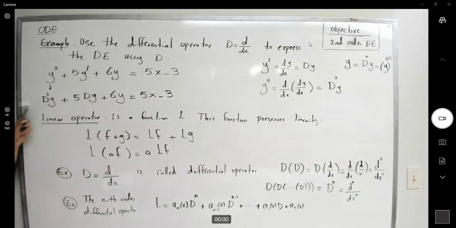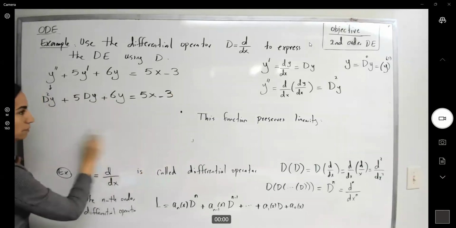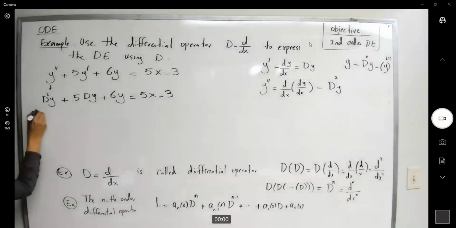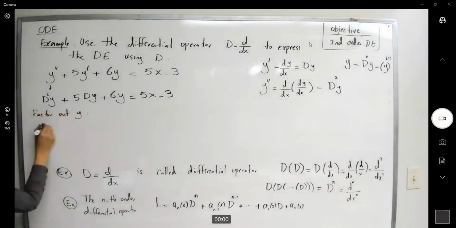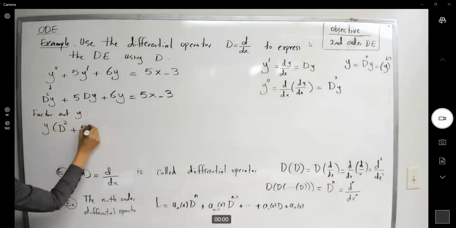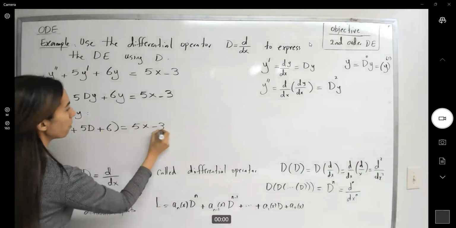Okay, take a look at this. What I'm going to do, I'm going to factor out my y. I get (D squared plus 5D plus 6) y equals 5x minus 3.